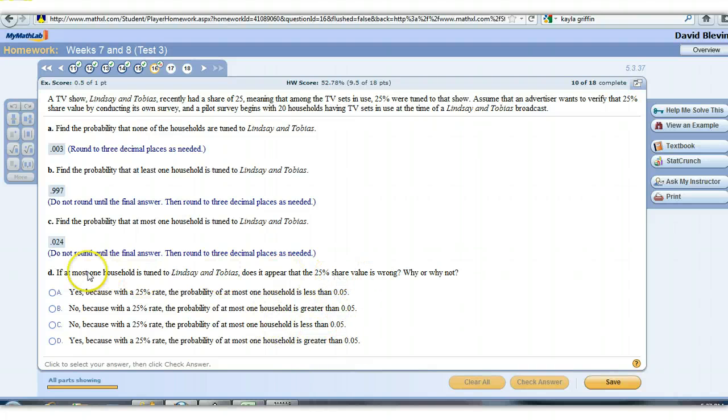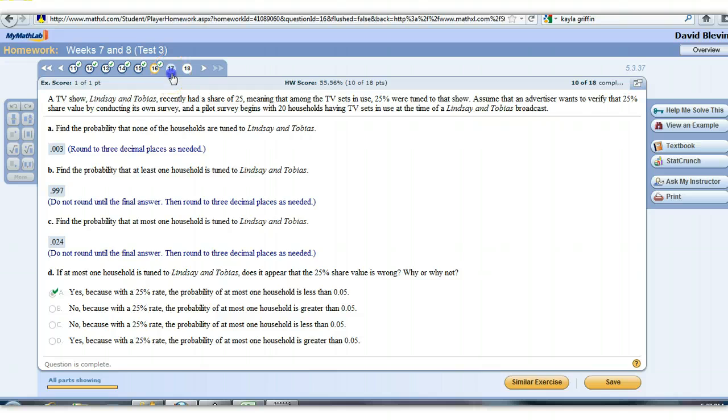So if at most one is watching that, does it appear that that's wrong? Yes. Why or why not? It's either going to be A or D. Yes, because with a 25% share rating, the probability that at most one household is watching is less than that. There's our answer. This one says the probability is greater than that. Obviously 0.024 is not greater than that. Alright, so part D again is just having you compare to that 0.05, that rare event rule that we've been talking about all semester.